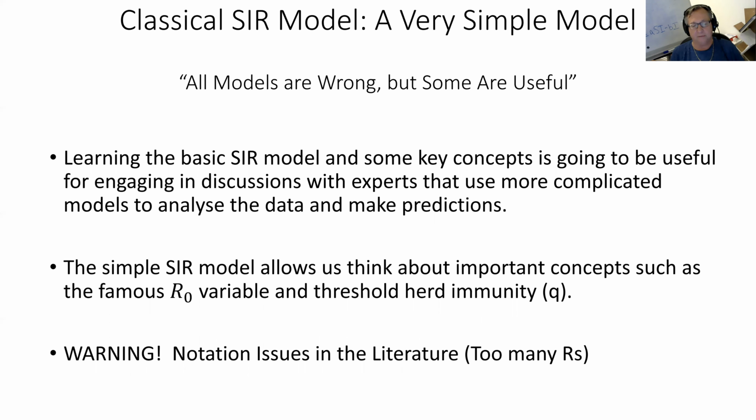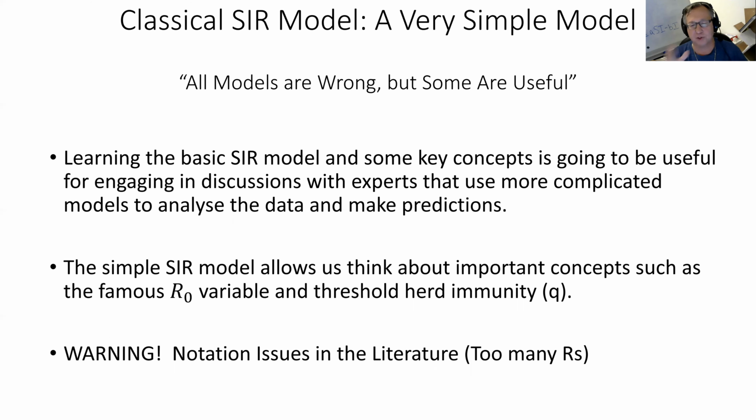And the advantage of this simple SIR model is that it's going to allow us to think about important concepts such as the famous R0 variable in the literature, which I'm going to spend a lot of time on in my discussion, as well as this concept called the herd immunity threshold.